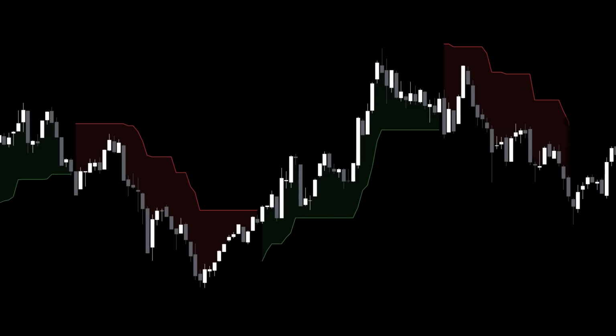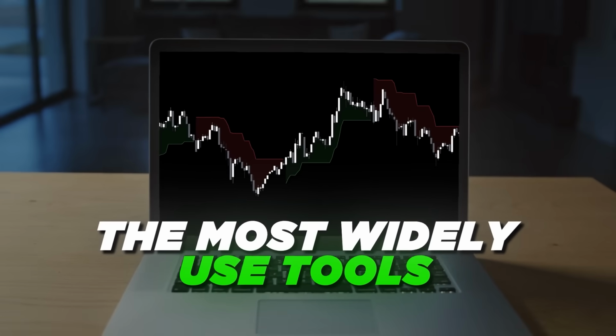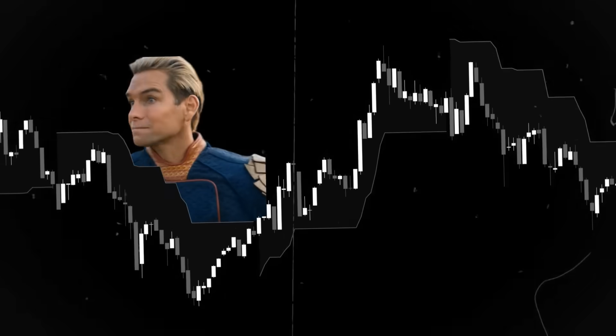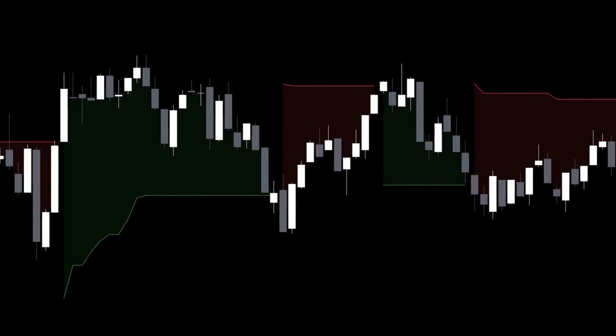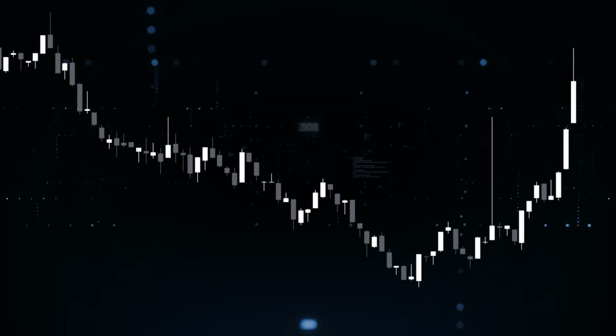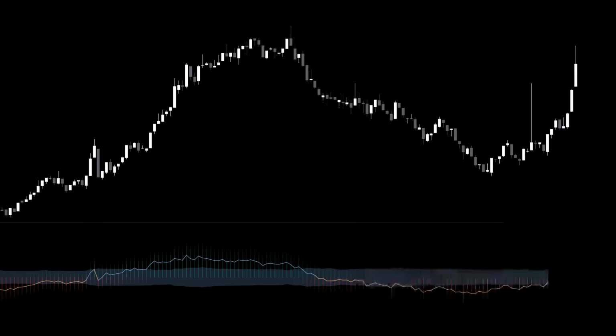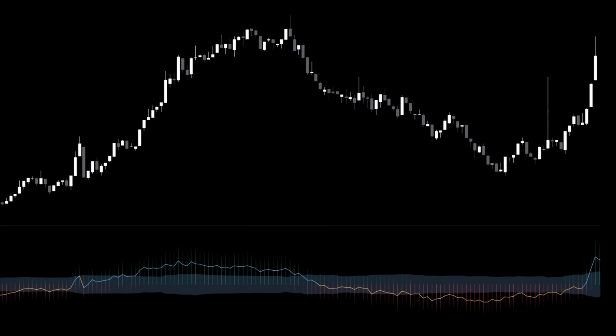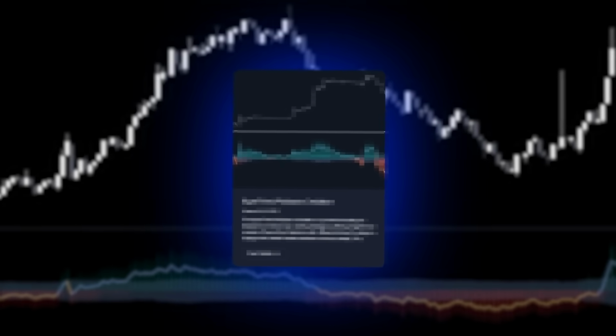The Supertrend indicator is one of the most widely used tools in modern trading, but let's be honest, it has its flaws. In fast-moving or highly volatile markets, it often lags, leaving traders a step behind. Sure, you can tweak the factor value to try and adapt, but what if there was an indicator that did this automatically, analyzing multiple factor values at once and displaying the results as a clean, easy-to-read oscillator instead of a price overlay? That's exactly what this new Supertrend Oscillator does.